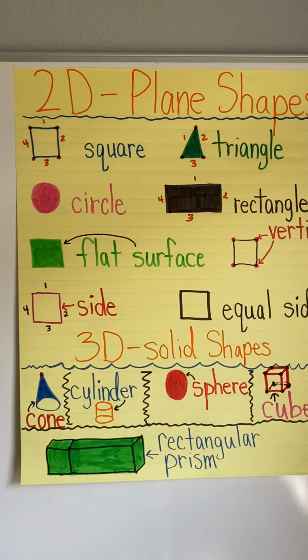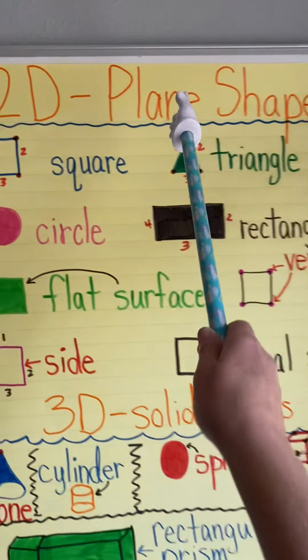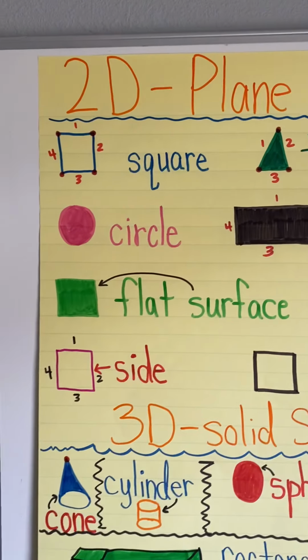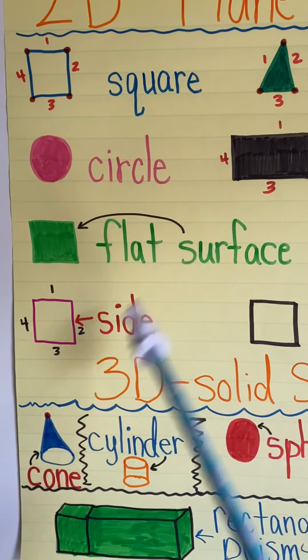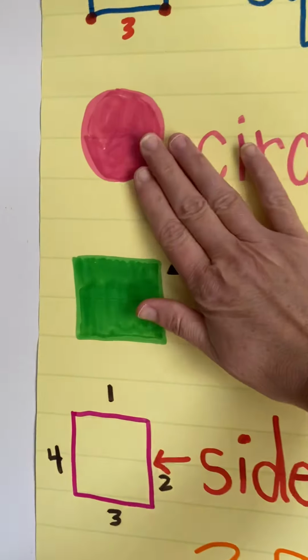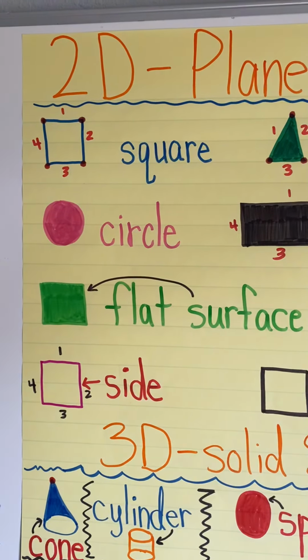Guys, today we are going to talk about two-dimensional shapes, which are also called plane shapes. A plane shape is something that has a flat surface. So if I take my hand and I can rub it over it, it is a flat surface. That is a two-dimensional shape.